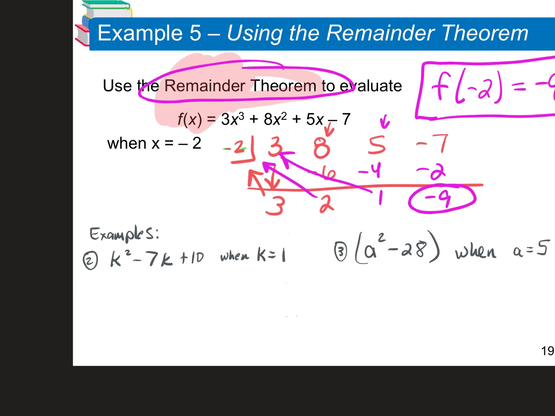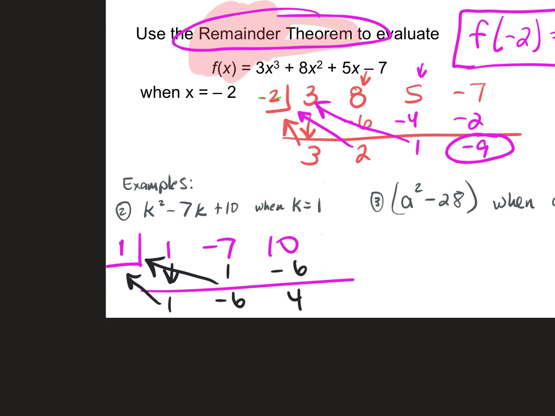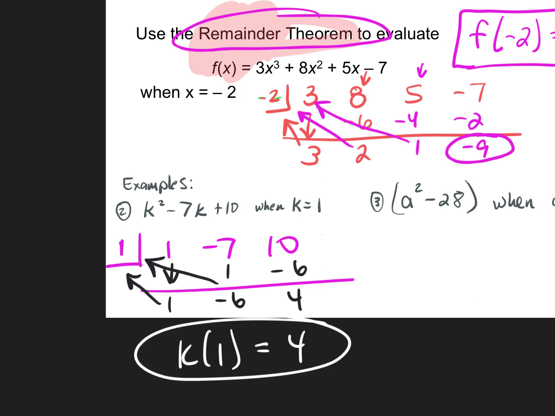So if we look at the next one, what do they want me to put in the little corner box? A 1. So I write out my coefficients. What's the coefficient of k squared? 1. What's the coefficient of k? And what's the constant? Okay. Bring down the first term. We multiply to the corner. 1 times 1 is 1. What's -7 and 1? -6. Multiply to the corner. What's -6 times 1? Add down. 10 and -6. How do I answer this question? K of 1 equals 4. Perfect.